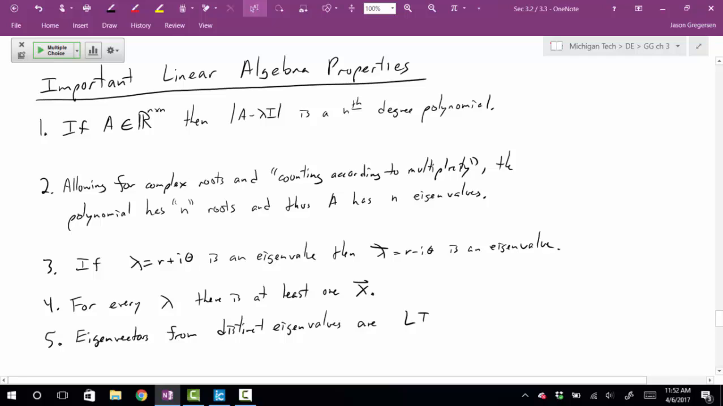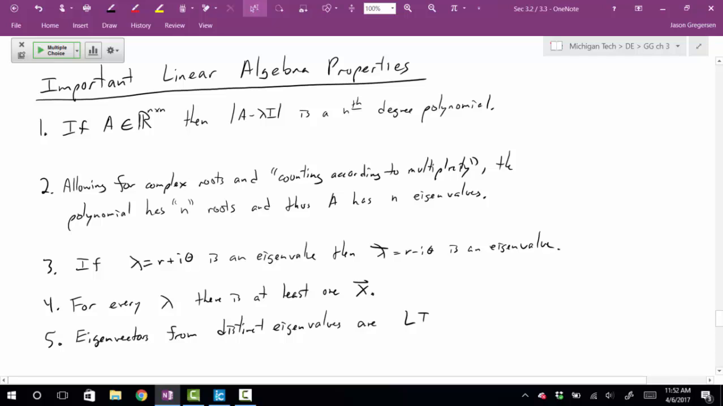The first one says that if A is an n by n matrix, then that determinant we calculate, which is called the characteristic polynomial, is going to be an nth degree polynomial. We're kind of talking about that already. We use an nth degree polynomial.